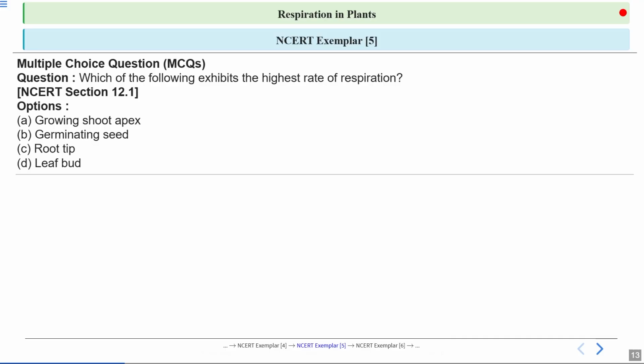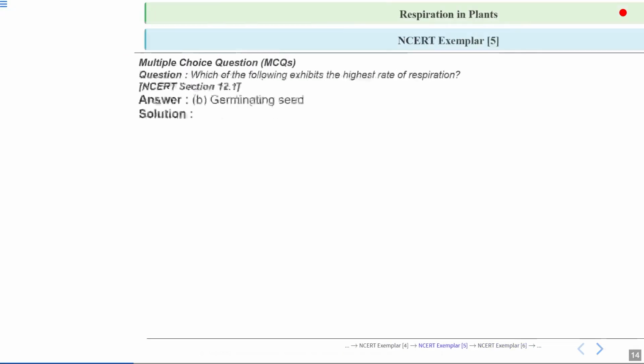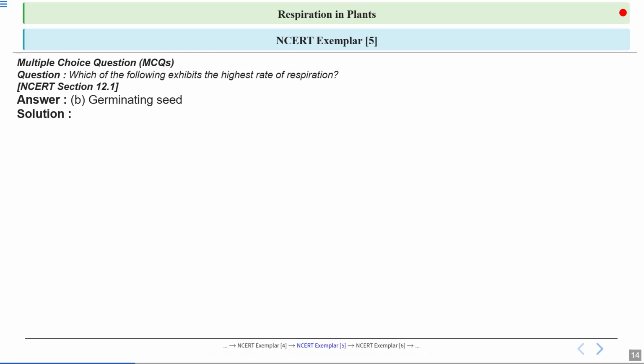Students, now let us look at the next question. Which of the following exhibits the highest rate of respiration? The options are option A, growing shoot apex, option B, germinating seed, option C, root tip, or option D, leaf bud. So let us look at the answer. So the answer is option B, germinating seed.